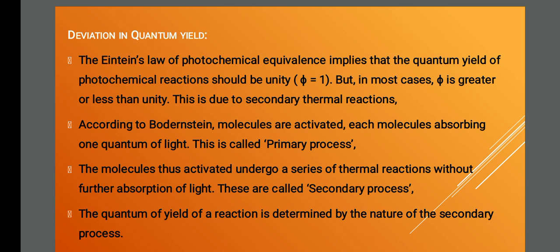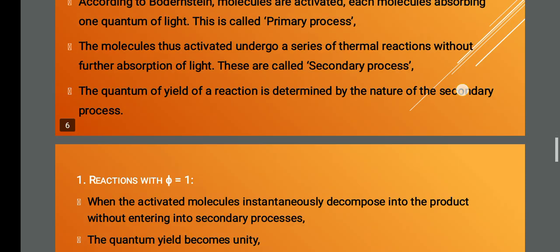And this secondary reaction will tell you whether the quantum yield is found to be higher than 1, less than 1, or equal to 1. So quantum yield is determined mainly by the nature of the secondary process. It's mainly because of the secondary process. Okay.